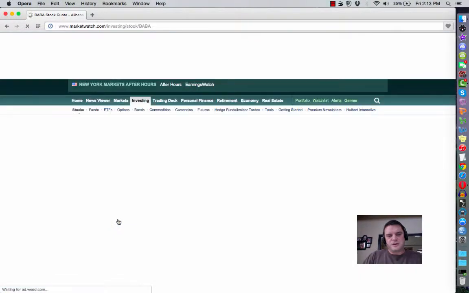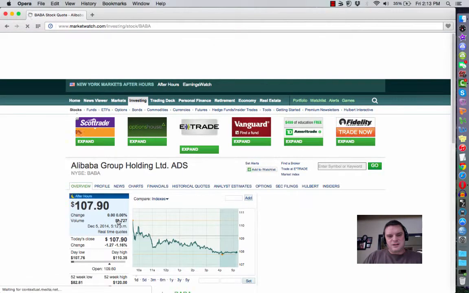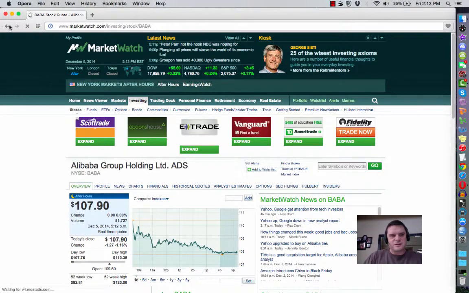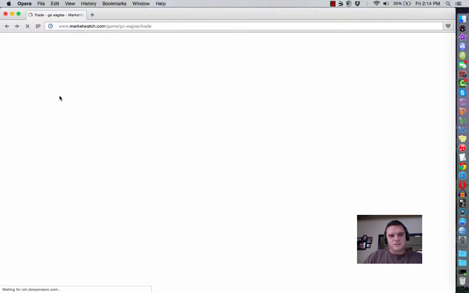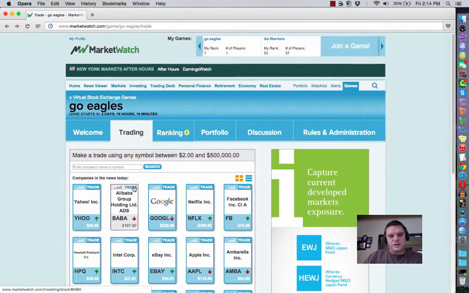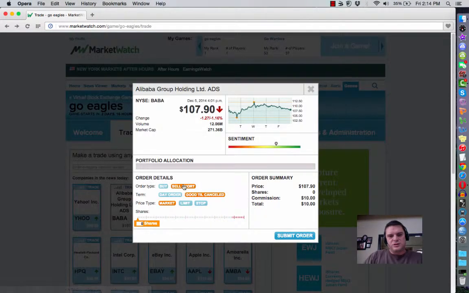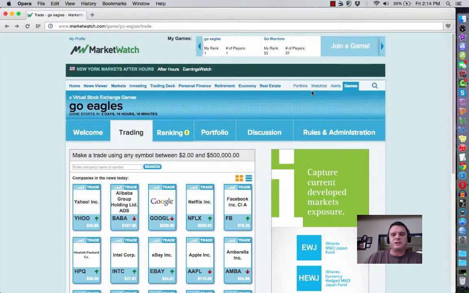Alibaba's a brand new company. You can also short sell, right? So you click on trade and sell short. What you're doing technically is borrowing the stock with the intention of buying it back later at a different price, whatever the future price is. So it pays off if the stock price goes down. By short selling something, you're betting that the price is going down. At any rate, it's something to play with.